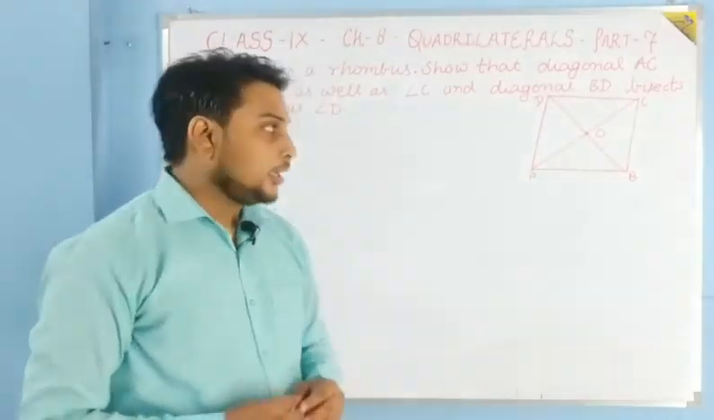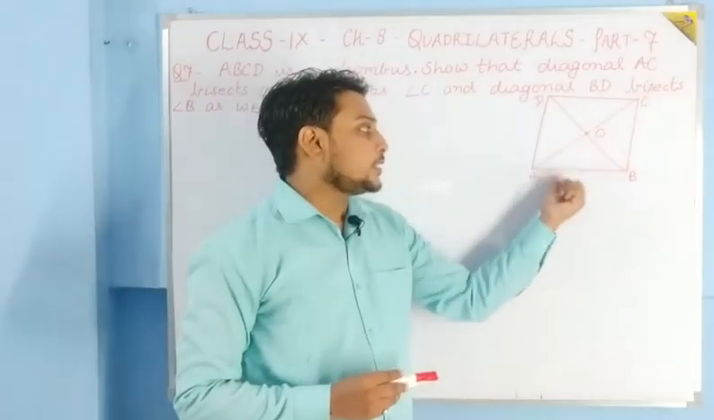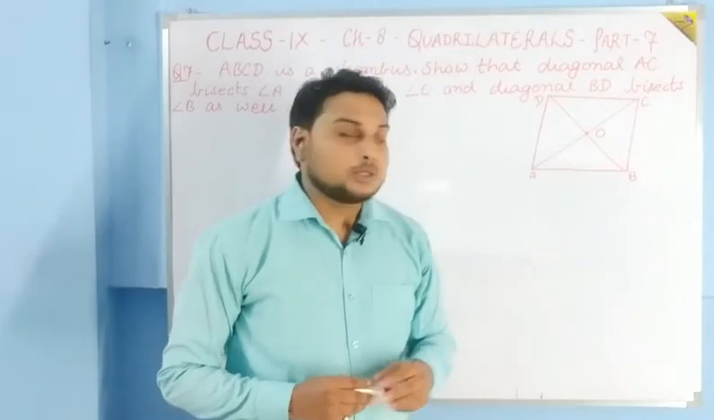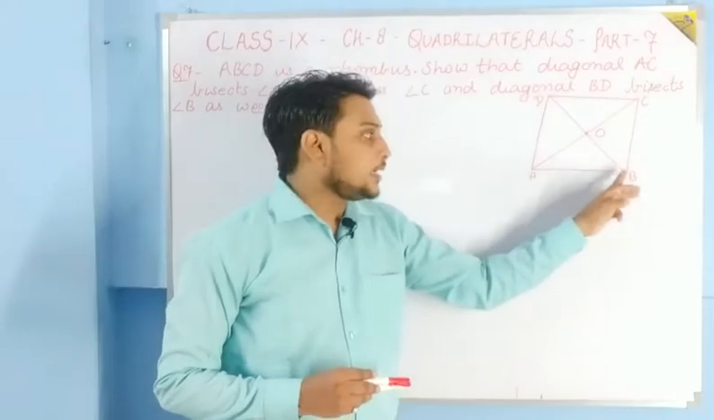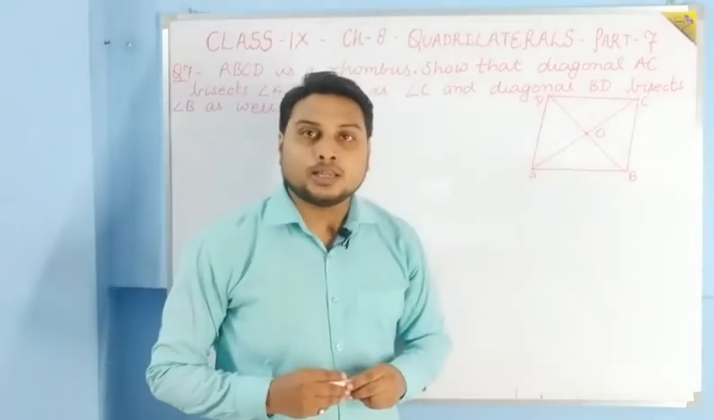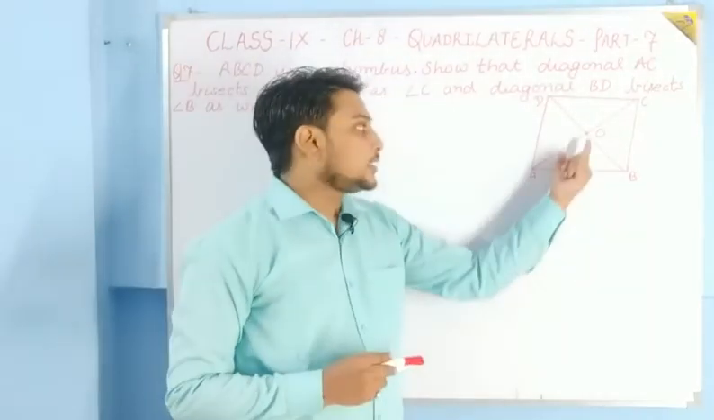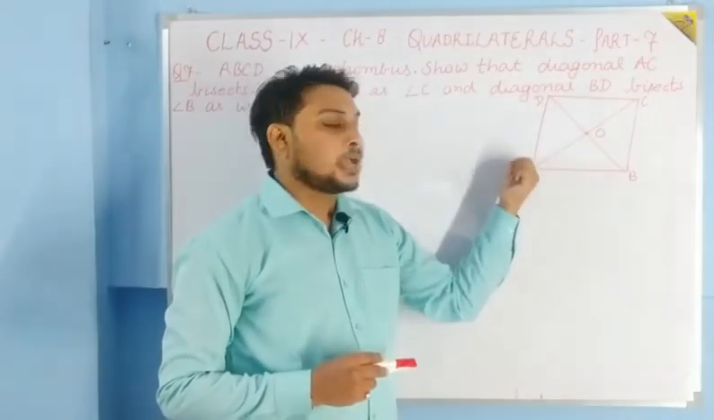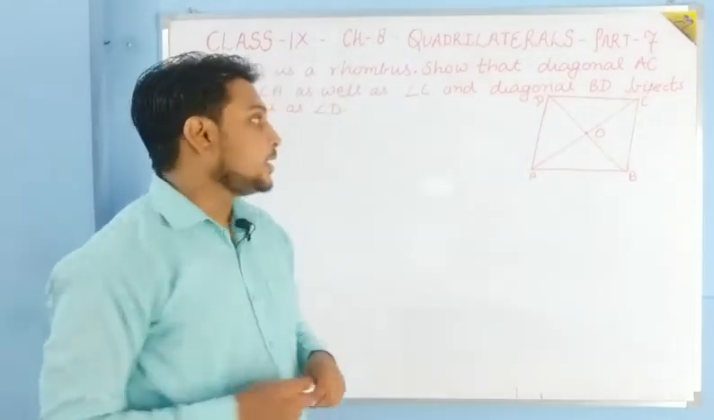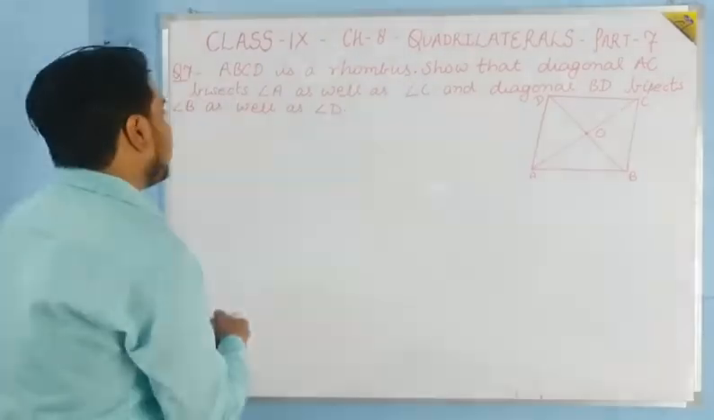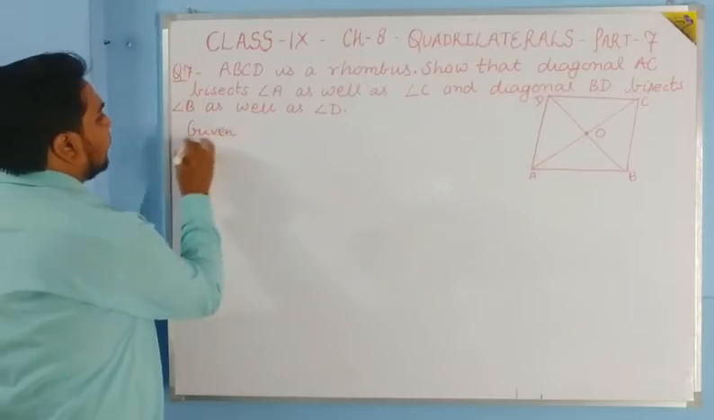So students, if somehow we show that this diagonal AC bisects angle A as well as angle C, then in the same manner we can prove that diagonal BD is bisecting angle B as well as angle D. So our first aim is to show that this diagonal AC divides angle A as well as angle C. How will we solve it? Let us see. Firstly, we will write what is given.